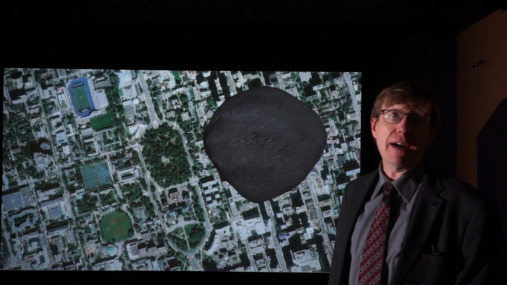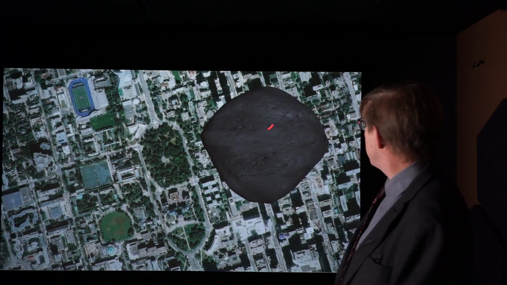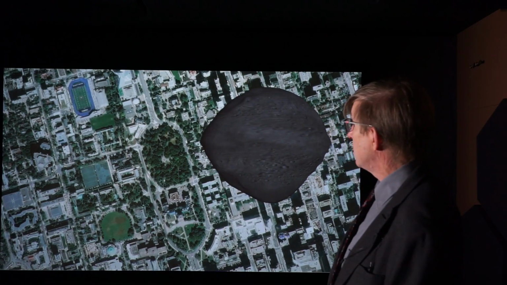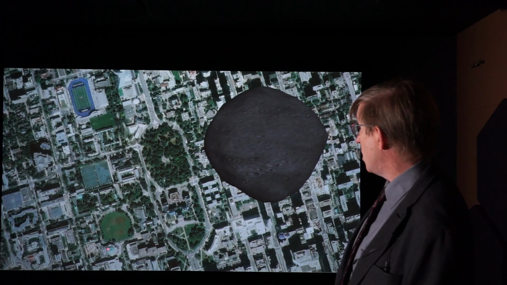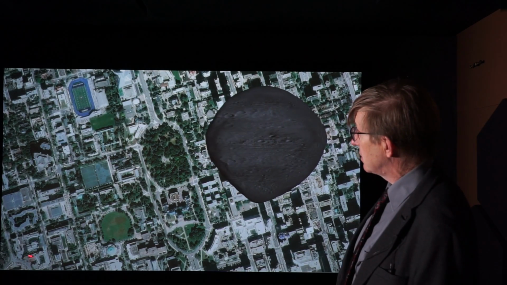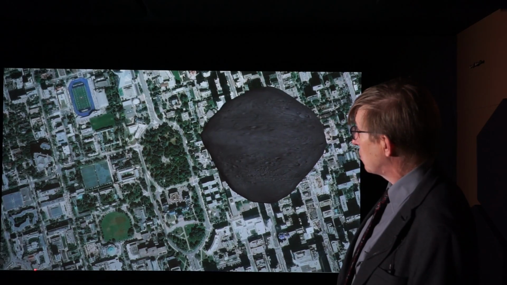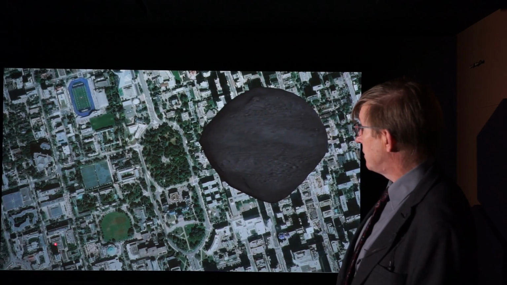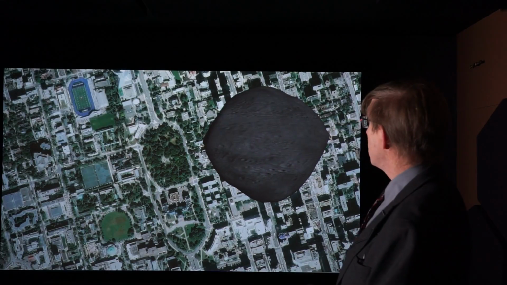Bennu is about half a kilometer across. So we have it here compared to the U of T campus. So here's Con Hall. Here are some buildings. My lab is over here in the corner. This is the physics tower. Okay, so here we have Bennu orbiting.